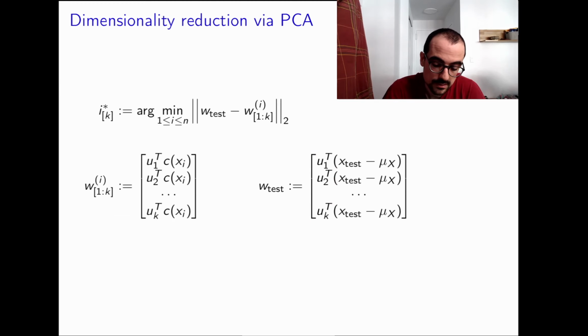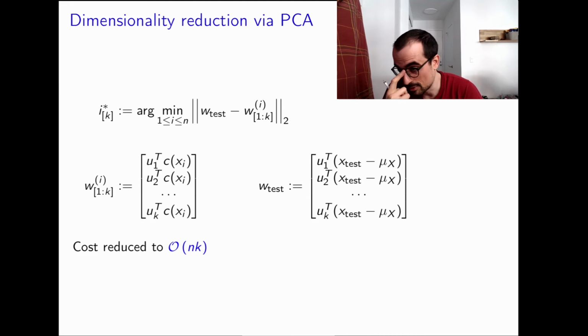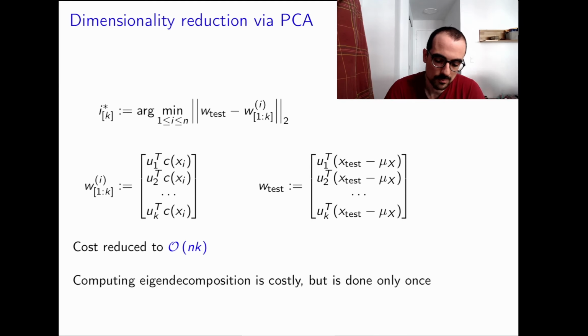So we do that, and now we compare and see what is the closest face in terms of these k principal components. And now the cost is much less, because I'm only comparing k principal components instead of d pixels. But there's a catch: computing the eigen decomposition is very costly. But you only have to do it once.